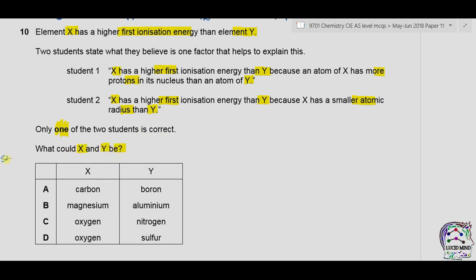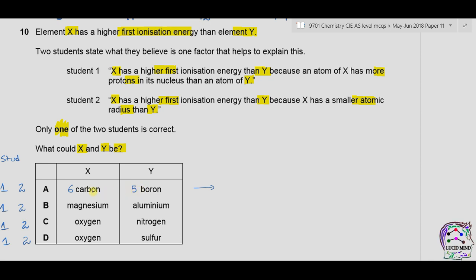Now we have two students. One is the first one and the other is the second one. Let's find out which student is correct for which option. First one is carbon and boron. Now the atomic number of carbon is 6 while that of boron is 5, and both are present in the same period of the periodic table. So we know that when we move from left to right in the periodic table, the ionization energy increases. So it means that carbon has more ionization energy as compared to boron.